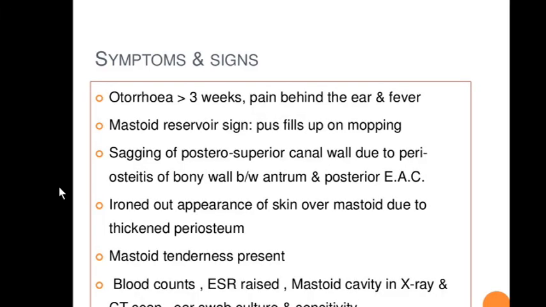So how will the patient present? Otorrhea, that is discharge from the ear for more than 3 weeks, with pain, fever. Mastoid reservoir sign, I have already told you. Mastoid reservoir sign.